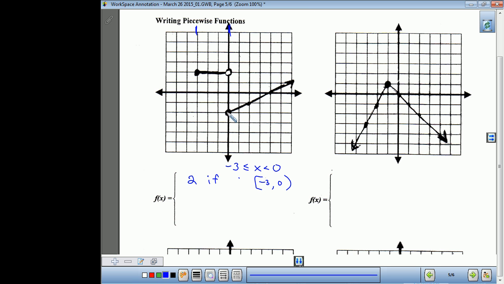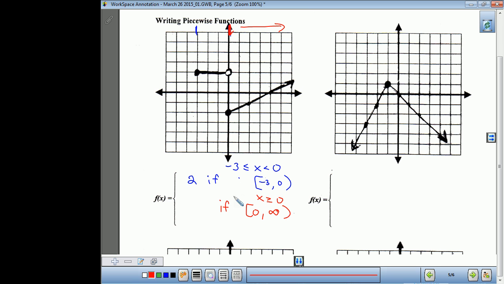Now this part starts here and goes forever. So the restriction on the domain would be from 0 to infinity, or you could write x is greater than or equal to 0. Either way. Now let's go back and describe that function.